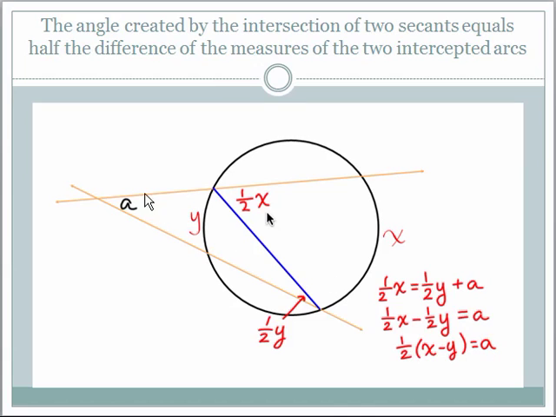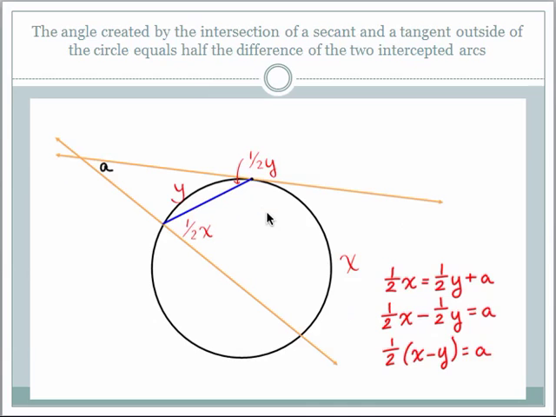So the measure of the angle created by the intersection of these two secants equals half of the difference in the measures of the two intercepted arcs. We can continue this idea to talk about a secant and a tangent. So all we did was take that one secant and move it so that it only intersects that circle at one point. I drew in that chord to create a triangle, and then the same reasoning applies.